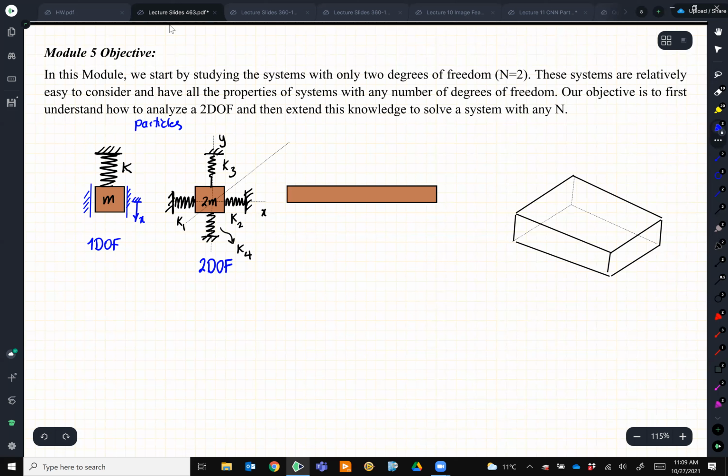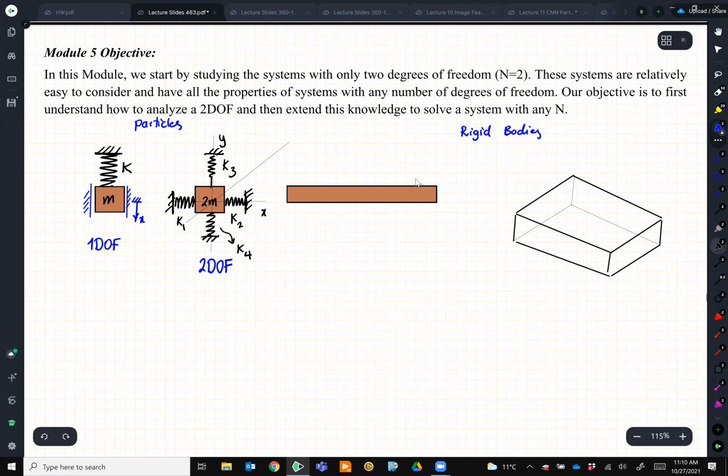It means the size of them doesn't matter. What if we have rigid bodies? So when we say rigid bodies, then the size of them matters. It means they have mass, moment of inertia. Their rotation also matters. So this bar, for example, it can have 3 degrees of freedom system. It can go up and down, left and right, and it can rotate.